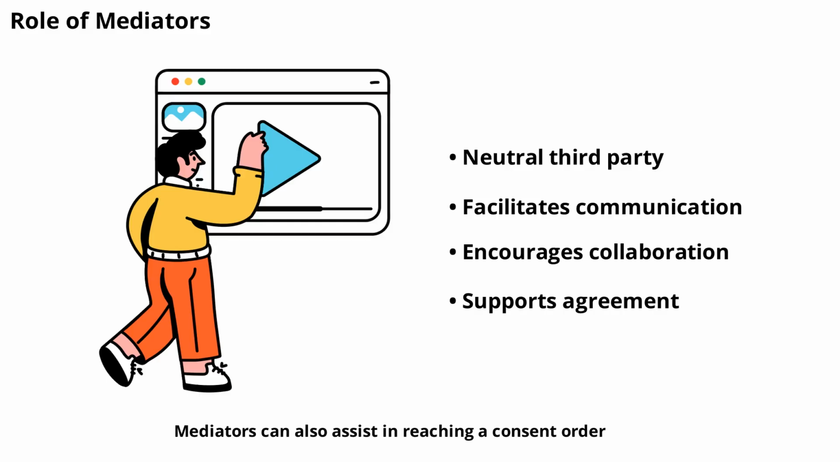Mediators can also assist in reaching a consent order, especially in family or business disputes. They act as neutral third parties, helping both sides communicate and find common ground. Mediation can make the process less adversarial and more collaborative, increasing the chances of reaching a mutually acceptable agreement that can be formalized as a consent order.